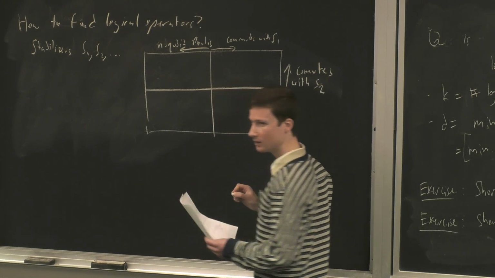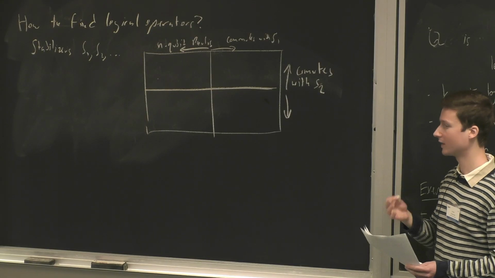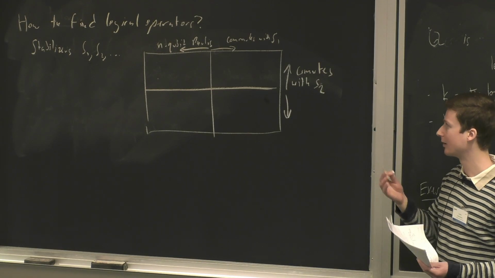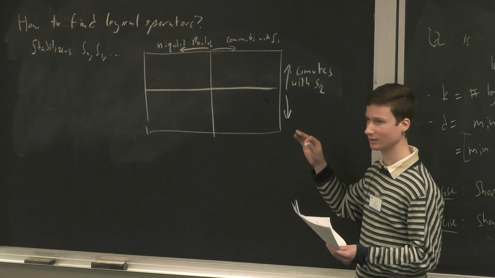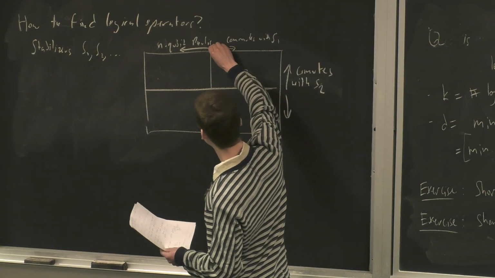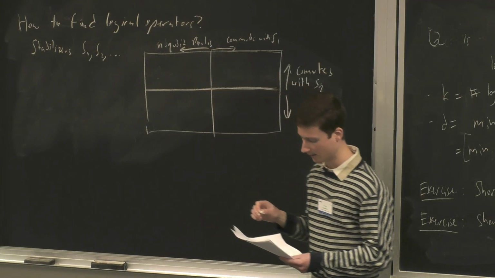Everything below this line anti-commutes with S2. And we can keep going until we've taken all of our stabilizers. If we have K stabilizer, or R stabilizer generators, we'll cut this space in half R times. Here I'll just assume we only have 2 stabilizer generators. So this quarter here is the set of all Paulis that commute with all of our stabilizers.